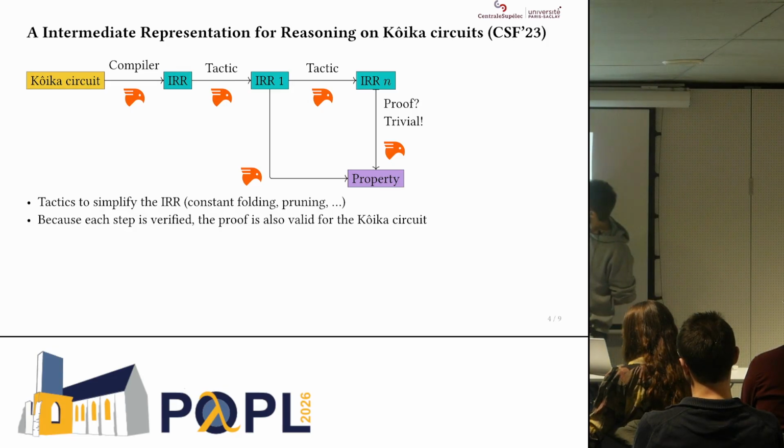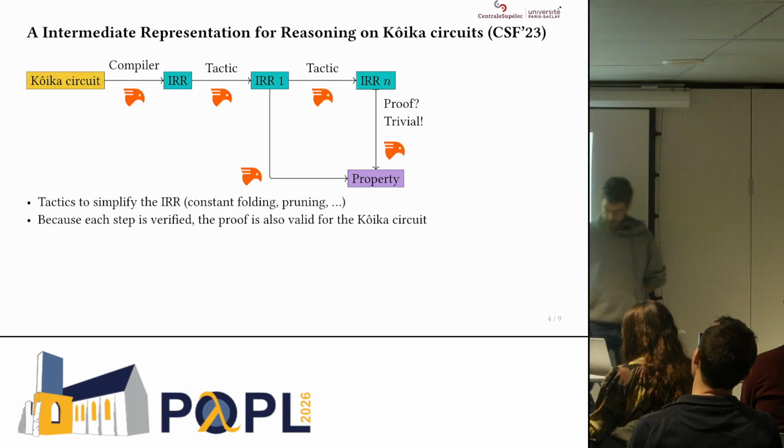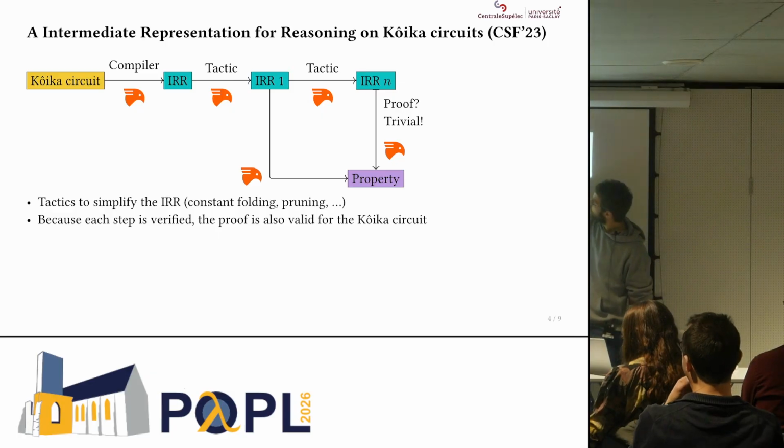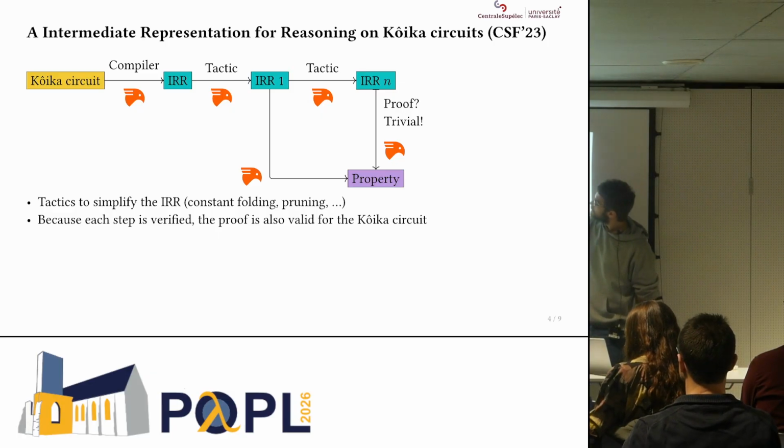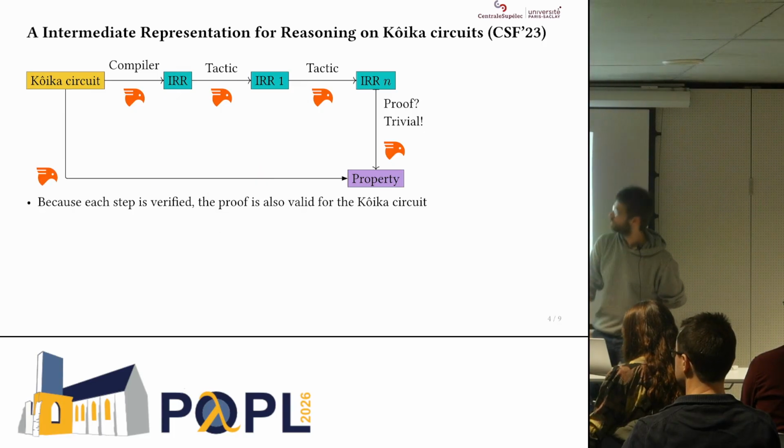Once we have our property here, we're happy because these tactics are verified. The property holds on the IRR number n, but it also holds on the number 1 and on the Kôika circuit eventually. Okay, good.